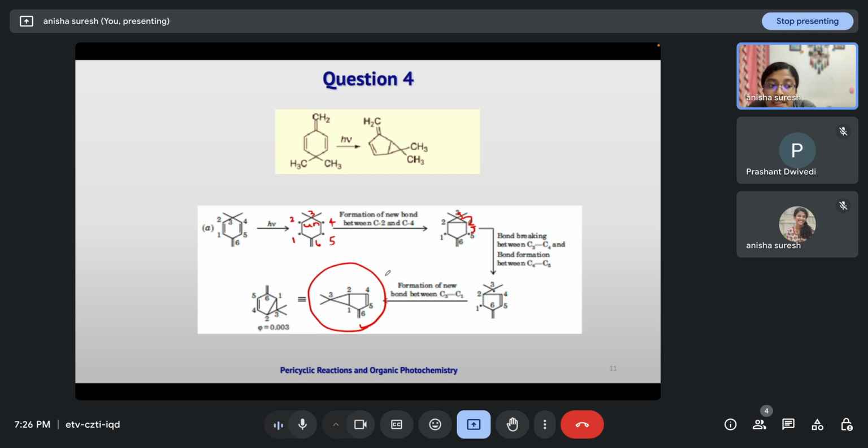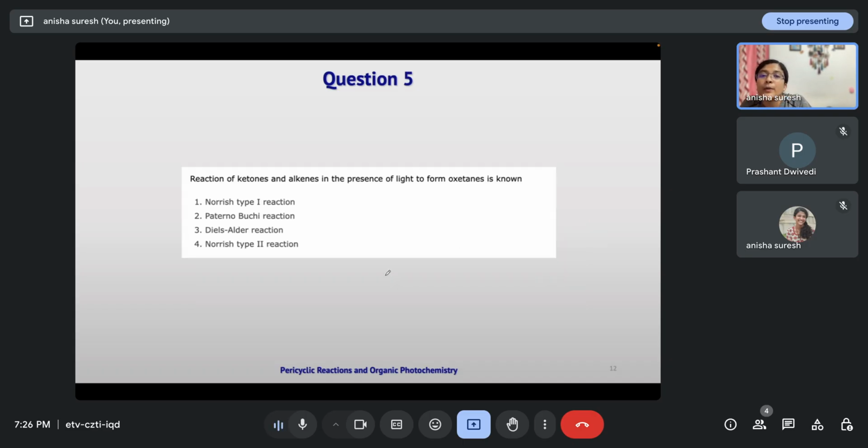So this di-pi-methane rearrangement, Barton reaction, Hoffman-Loeffler-Freytag reaction, these all are important reactions. Maybe in exams also you can get questions regarding that. Sir has mentioned in the lecture that Barton reaction is his favorite reaction, so maybe there is a chance that in exams he can ask a question from Barton reaction. Okay, now coming to question number 5.